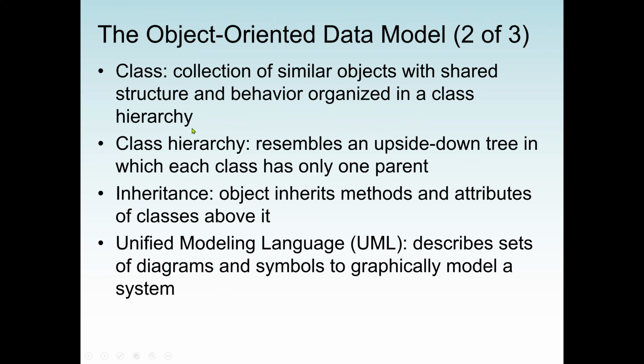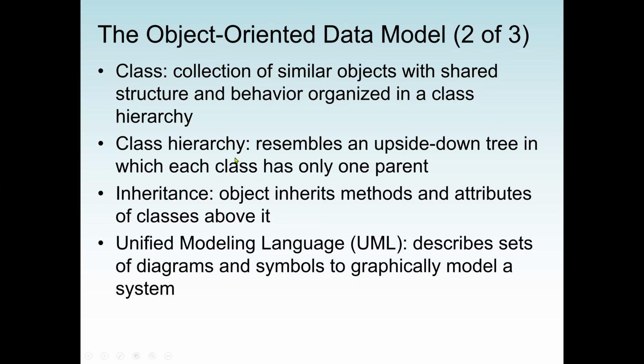So a class normally is a collection of similar objects with shared structure and behavior organized in a class hierarchy. So when we're doing object-oriented programming, it's the same concept. The class will be the blueprint of an object. So if I have a class named vehicle, from the class named vehicle, I can create car 1, car 2, car 3, get any amount of cars using the class. The class will consist of the data members and operations that can be performed on it.